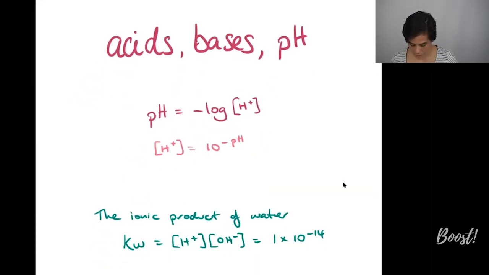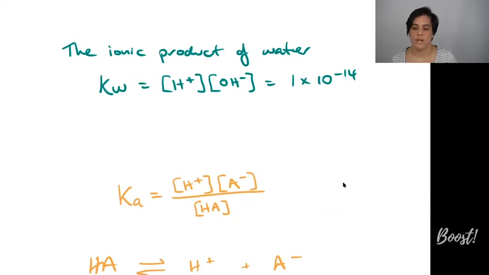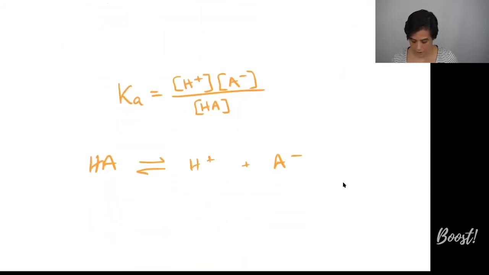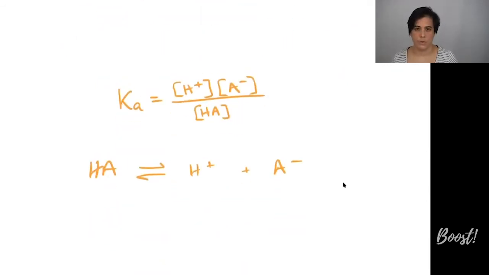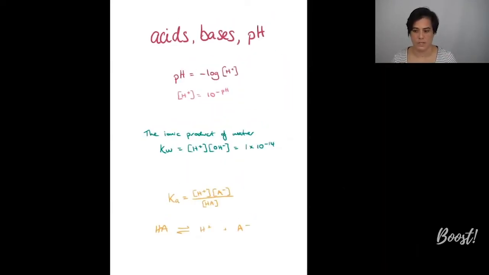Other equations we're going to look at today include the ionic product of water, which at room temperature equals 1 times 10 to the minus 14, and we'll look at the equilibrium constant for acids, and that's H plus times A minus concentration divided by the concentration of your acid. But we'll look at these as we go through, but this is just a summary of all the main equations that you're going to need to come across.